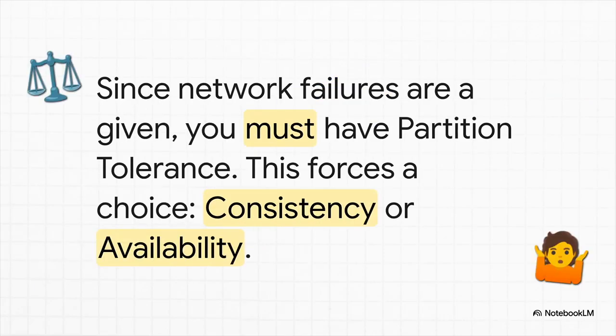So here's the crucial part, the big takeaway. In any real-world system, network failures are just a fact of life. They're going to happen. That means you have to design for partition tolerance. It's not optional. And that forces you to make a really tough trade-off between the other two, consistency and availability. You have to choose which one you care about more.